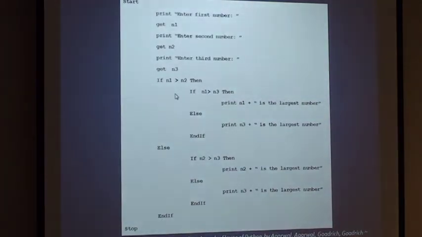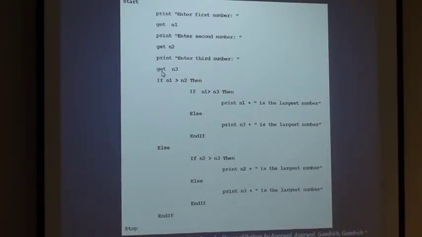So this is a pseudocode, and let's examine the important parts of it. Suppose we read in N1, N2, N3. Now probably use better identifiers than N1, N2, N3. So up to this point we have input only.